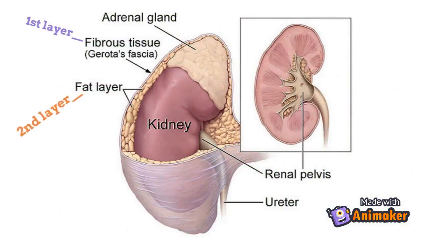Here in this picture you can see the first layer, second layer, and the third layer. The first is the fascia, then the fat layer, and the third one is the capsule layer.